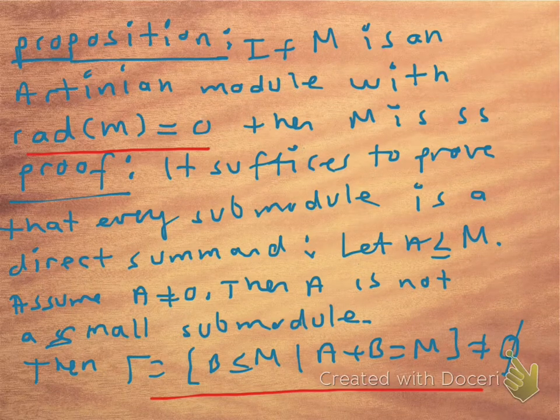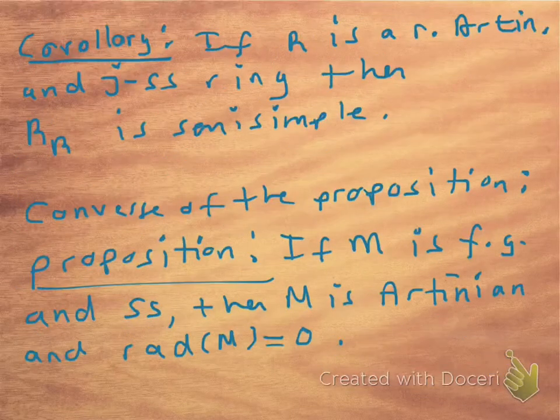Let's recall what this proposition said, the one that yielded this corollary. An Artinian module that is Jacobson semisimple is semisimple. How about the converse? If M is semisimple, then is it Artinian, and is it Jacobson semisimple? With a little limitation, the answer is yes.